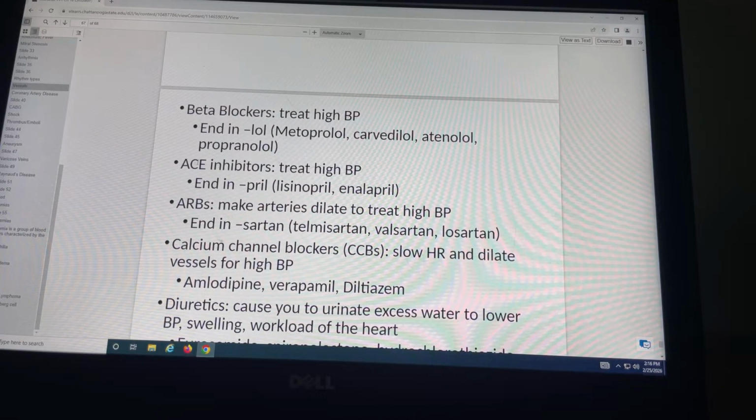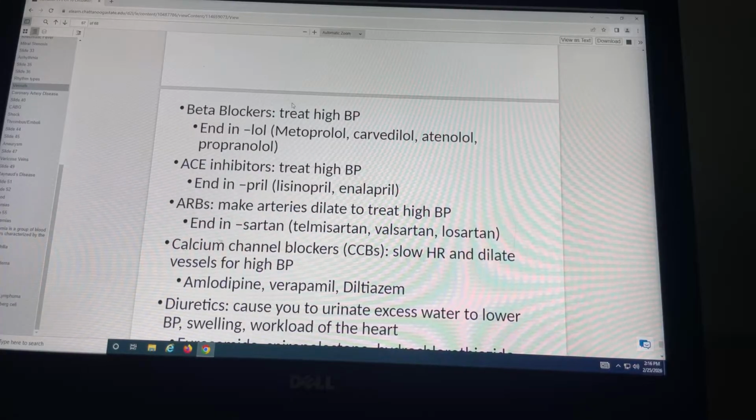So beta blockers, ACE inhibitors, ARBs, and calcium channel blockers are all typically first-line treatments for hypertension. There's lots and lots of options for hypertension. These are 4 different drug classes, and within each drug class there are tons of other individual drugs, so we're looking at hundreds of different options of drugs for people to take.